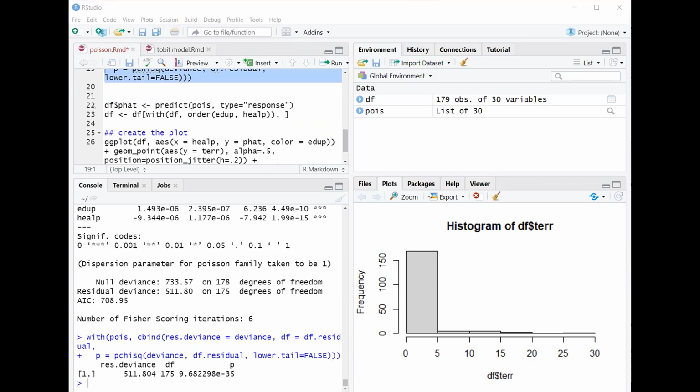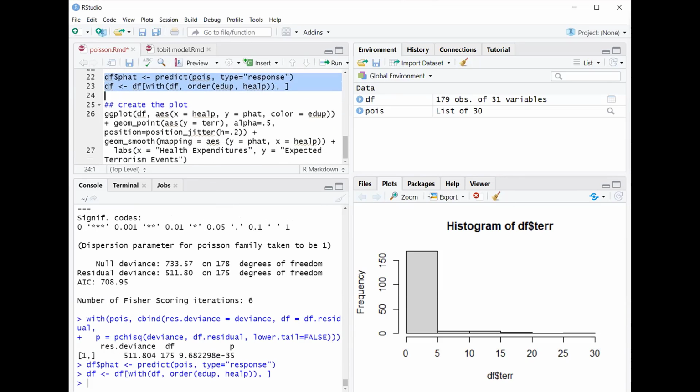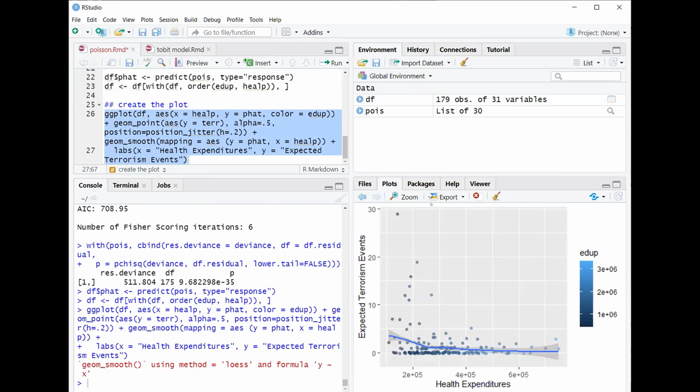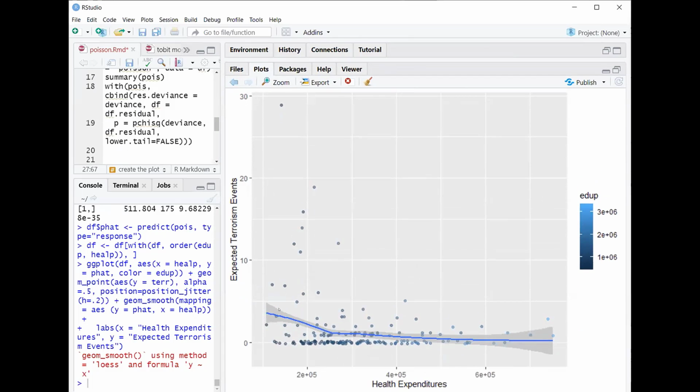So what we can do is predict the terrorism values, and we can join it with health and education so that we can create a plot. So this is a ggplot. GG means grammar of graphics plot, and this is a detailed command. You can see here, if I make it bigger, the line is actually showing us that when there are higher expenditures, there are lower terrorism events. So it is decreasing. Okay, so this is one factor.